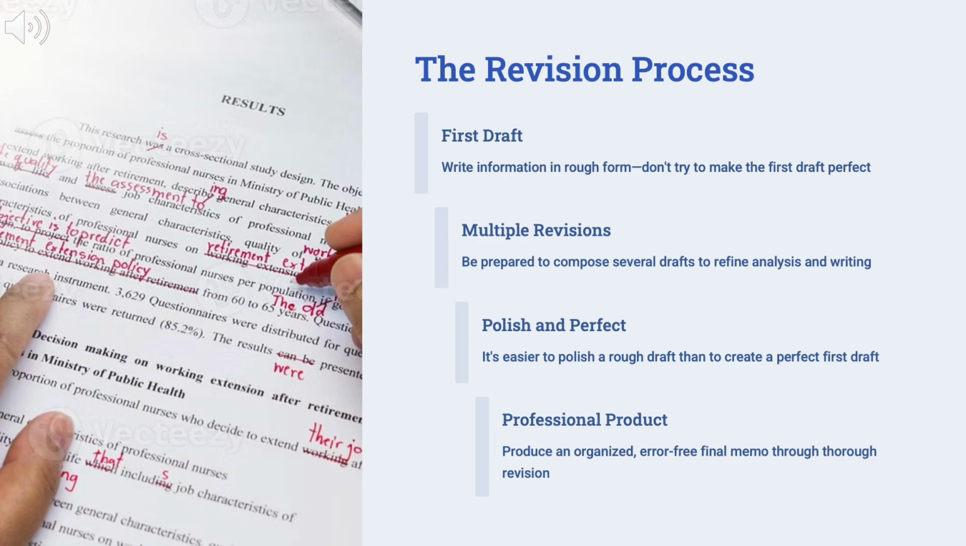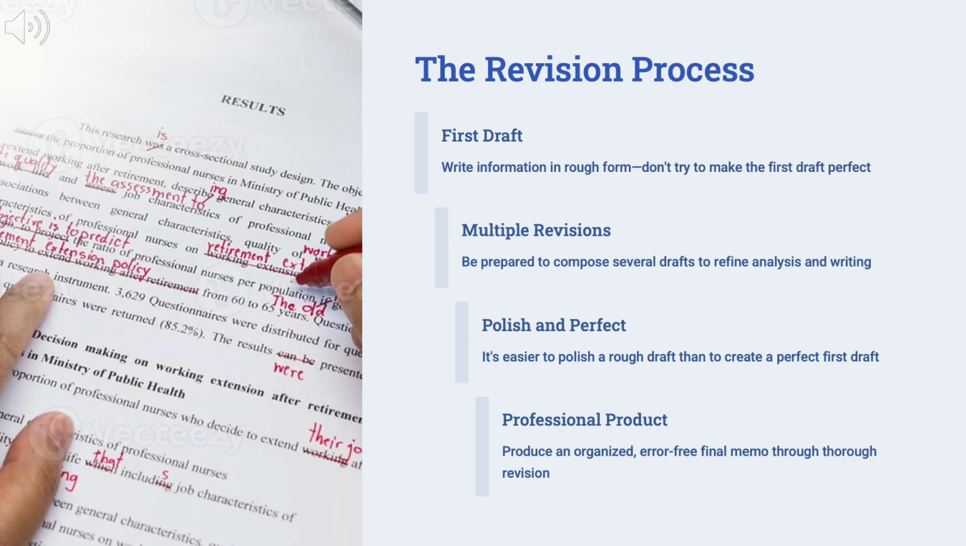The second principle is to expect multiple revision passes. Each pass serves a different purpose. One pass evaluates the analytical structure, whether the argument flows logically, whether all components of IRAC are present, whether the application is complete. Another pass evaluates the writing itself, sentence clarity, paragraph structure, transitions, and precision of language. A final pass reviews citations, formatting, and the mechanical elements of the document.